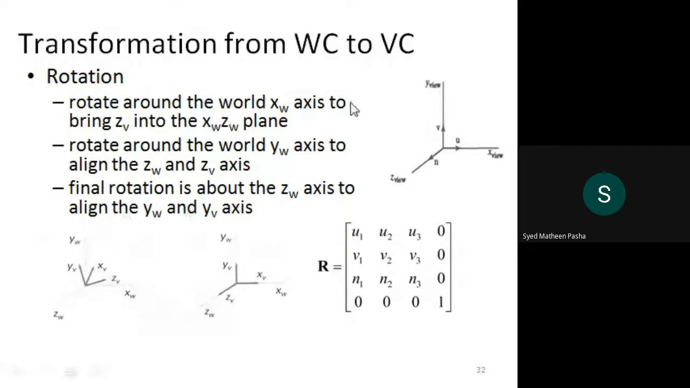So this is the matrix representation of rotation from world coordinates to viewing coordinates, where you have represented it in the form of the UVN coordinate reference frame with respect to three different axes, and the one represents the identity matrix as well. So this is how the transformation from world coordinates to viewing coordinates happens.